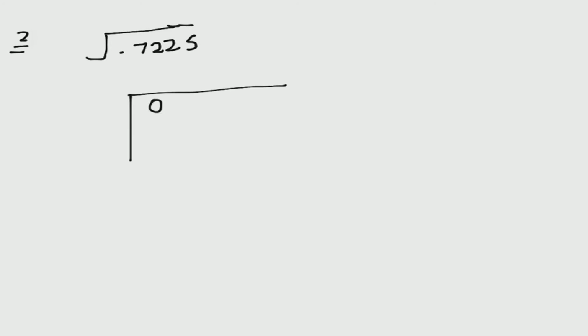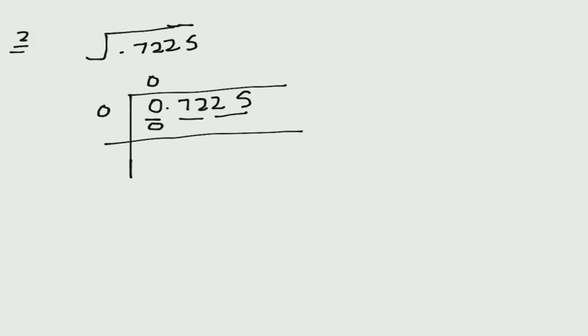The next question is, here we have to find out the square root of 0.7225. So here we have a point in the beginning only. So what we will do, we will put it like this, 0.7225. The first step is we will make the pairs, right? And here we have 0. So 0 times 0 will be 0. So we will continue with 0 only. So it will give us 0.